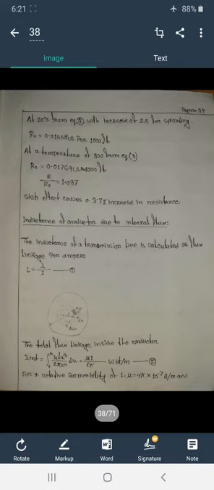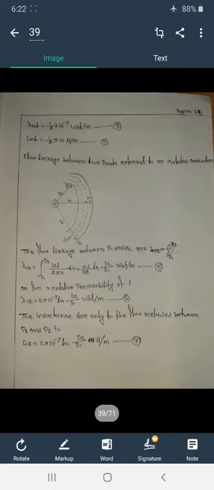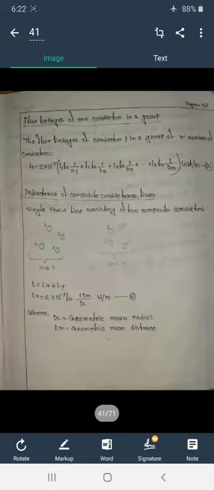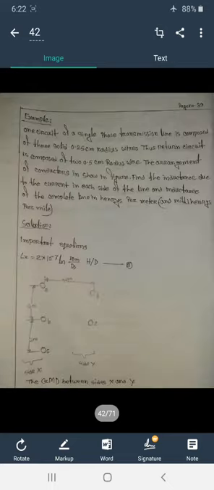Inductance of a line with flux linkages. Inductance of a single-phase two-wire line. The flux links in this group and grounded phase. This is the example.